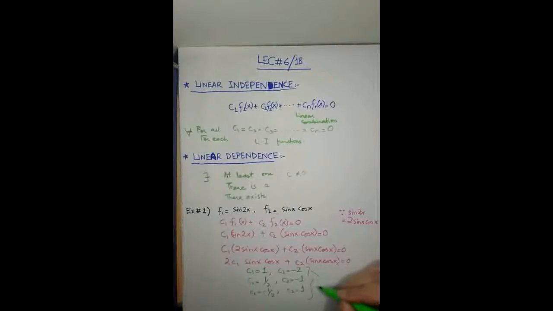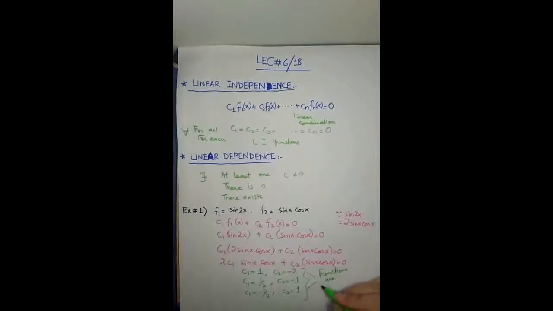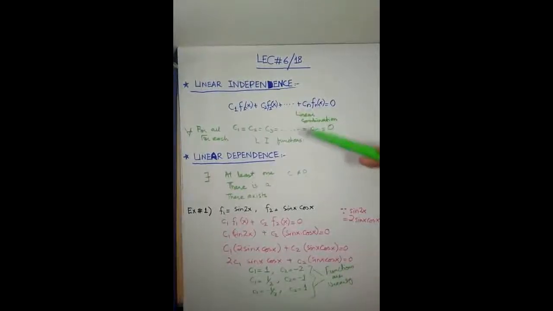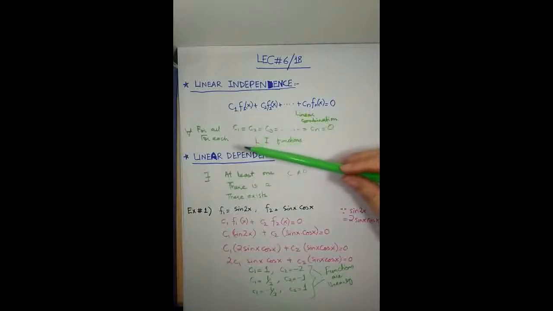So that means these functions are what? Linearly, check the combination. For independence you have to select all the c's as 0, it must be 0, but here it is not, so that means it is not independent, that is dependent. So the functions are linearly dependent.